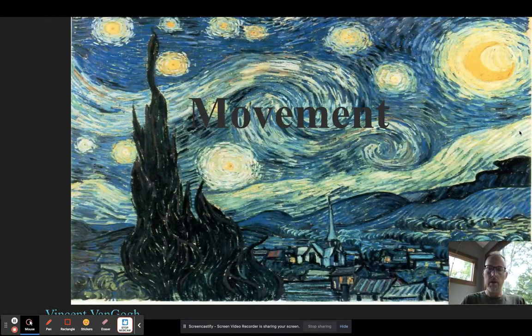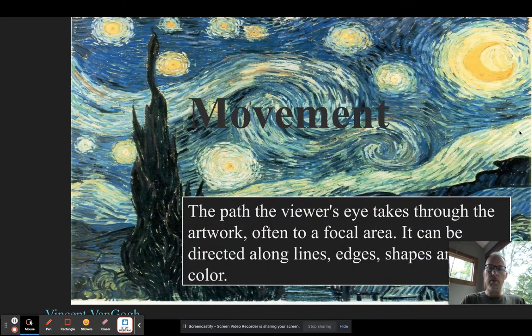Movement. In this piece by Vincent van Gogh, Starry Night, we've all seen this. It is a great example of movement in a piece. Your eye wants to go with the lines that are in the sky of the painting. Movement is the path the viewer's eye takes through the artwork.